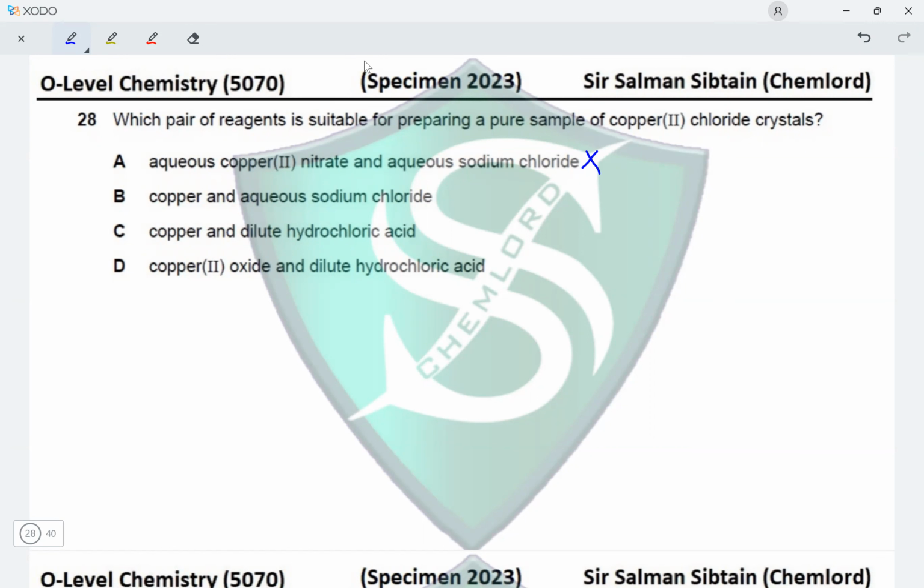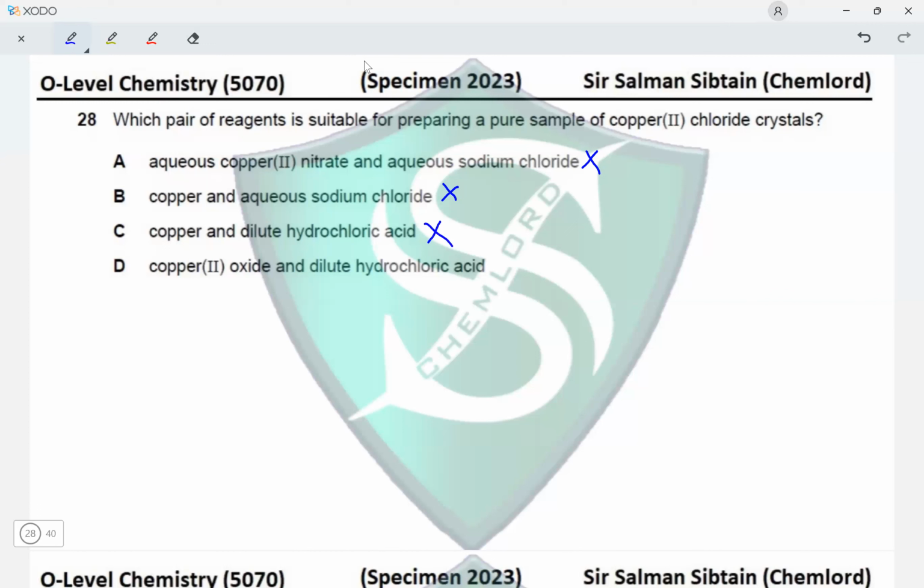Option B, copper and aqueous sodium chloride. Copper is a metal, sodium chloride is a salt. Copper will not react with a neutral salt. So option B is incorrect. Option C, copper and dilute hydrochloric acid. This is a reaction between a metal and an acid. If copper were more reactive than hydrogen, then this reaction would have taken place. But since copper is less reactive than hydrogen, copper will not react with dilute hydrochloric acid. So this reaction will not take place as well.